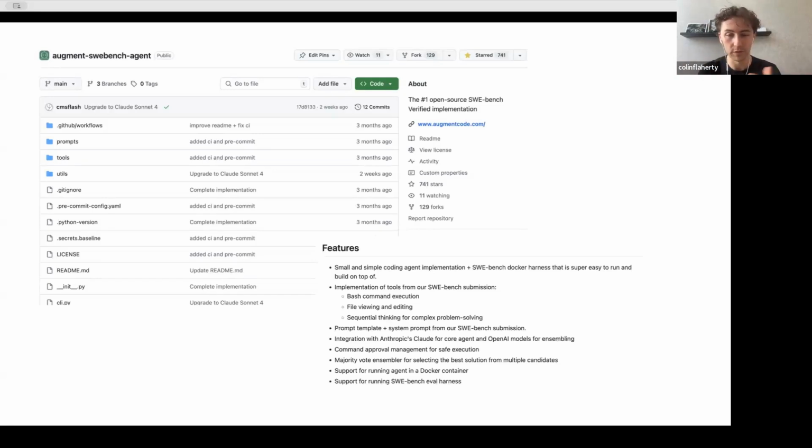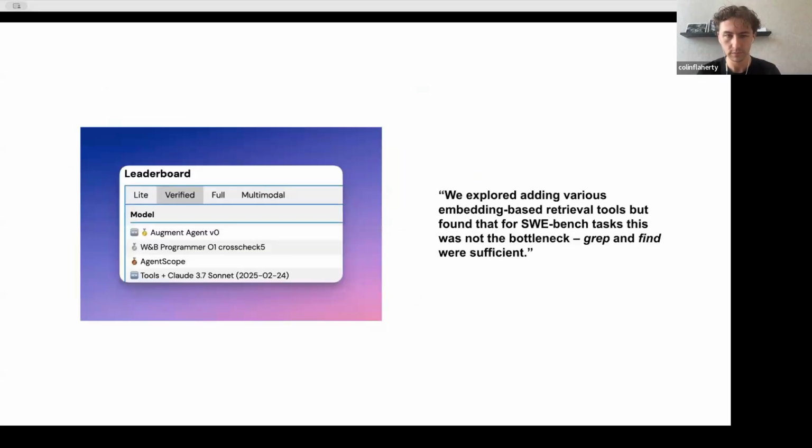So we created this kind of open source repo for this, and it has all this simple stuff you may need. It has a bash tool, file viewing tools. It has this notion of a sequential thinking tool, and then everything else like Docker harnesses so that the agent can run code and so forth. Now we ended up getting to the top of this eval. So you see that's us there up top, Augment Agent v0.